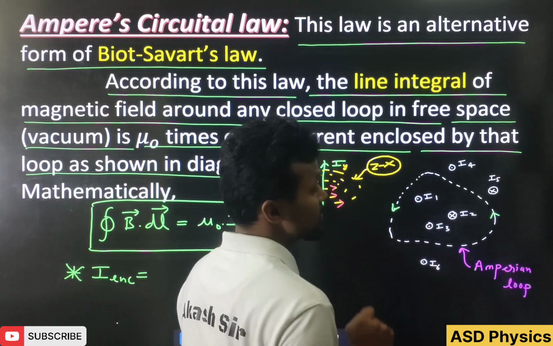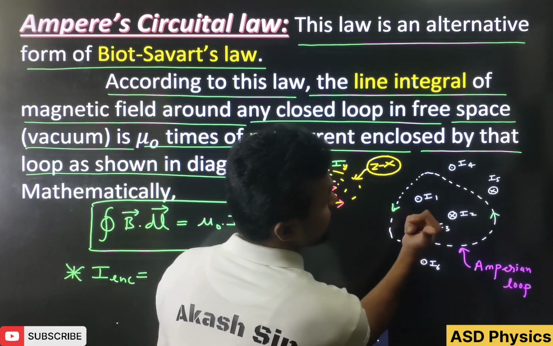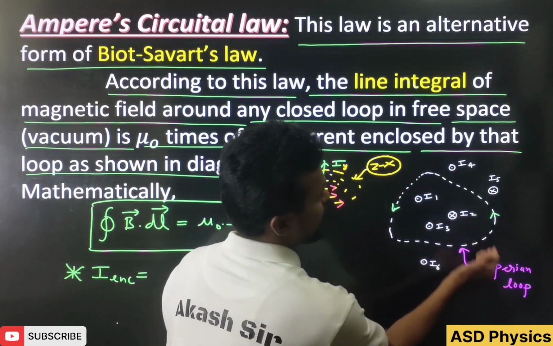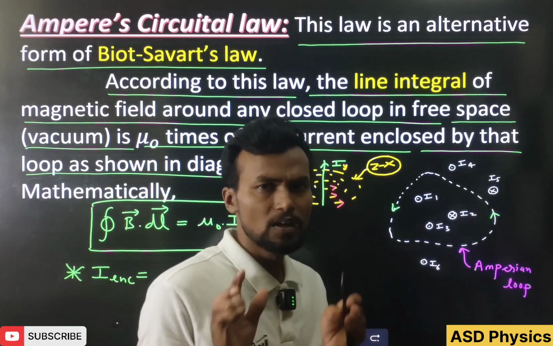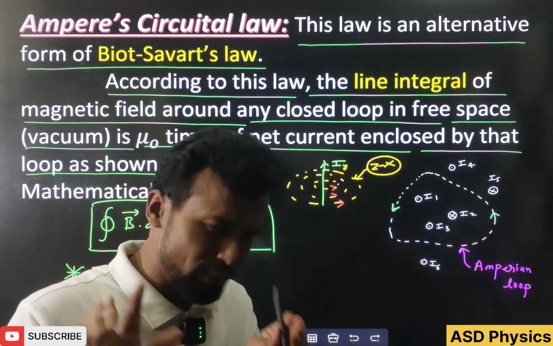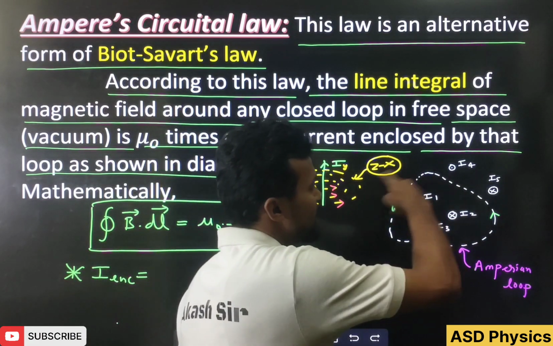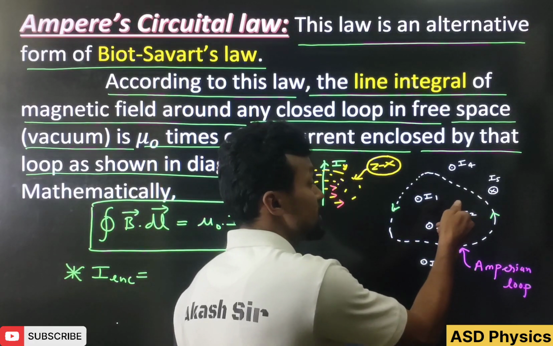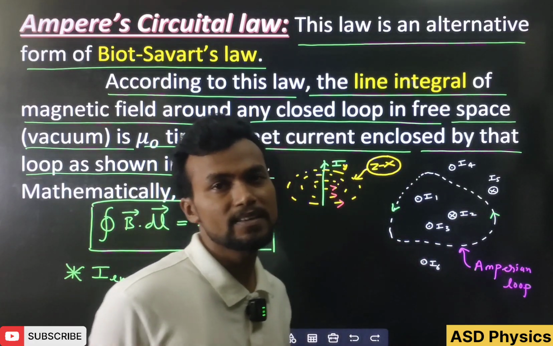Similarly, if I take I3, see, I3 current is coming outside, thumb outside, all the curled fingers along the direction of the Amperian loop, so that will also be taken as positive. But by default remember that here, whenever it is anti-clockwise direction, outside current I will take positive, and the inside current, that means I2, will be taken as negative.